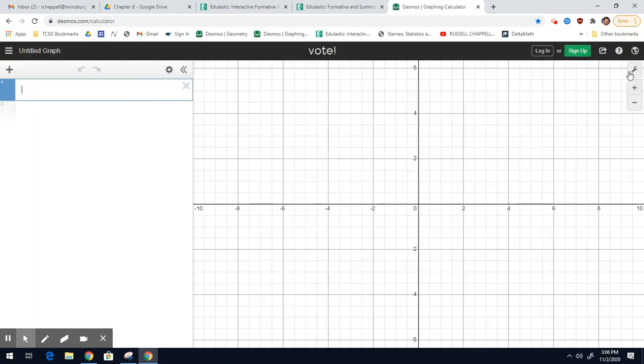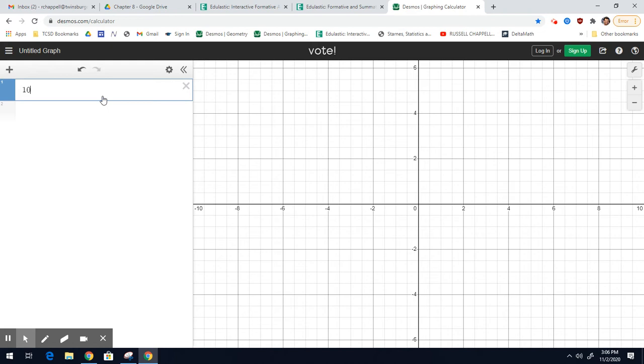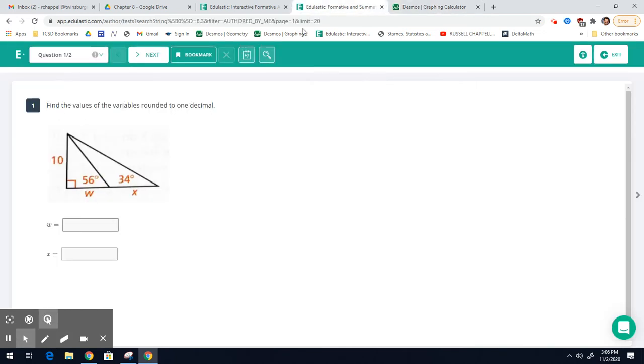Remember, every time you open up Desmos graphing calculator, make sure you are in degree mode. And we're doing 10 divided by the tangent of 56. And I got 6.74. The 4 leaves the 7 alone, so 6.7. And that's my value of W.